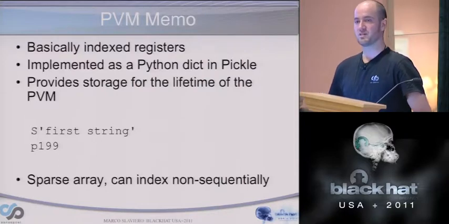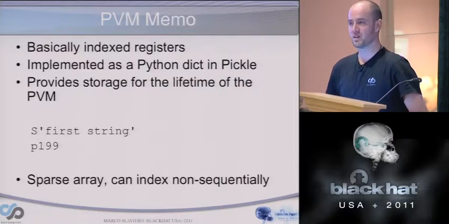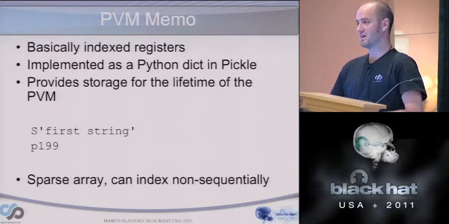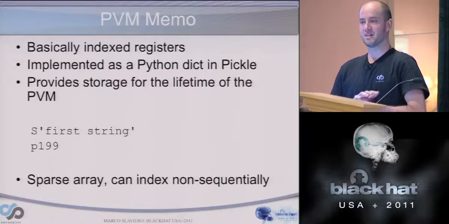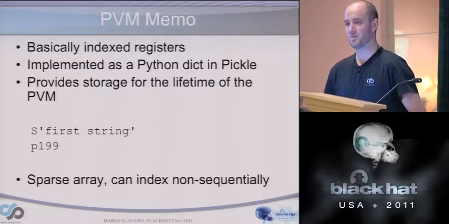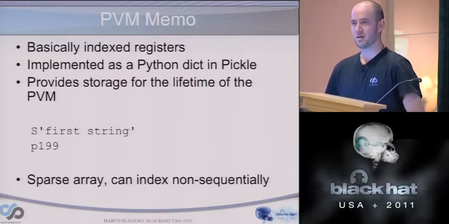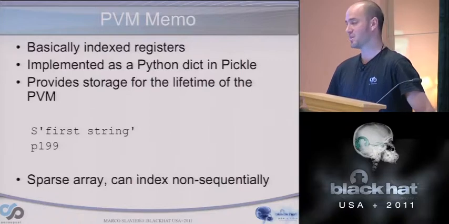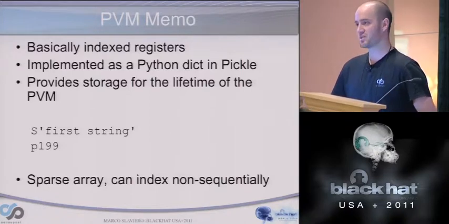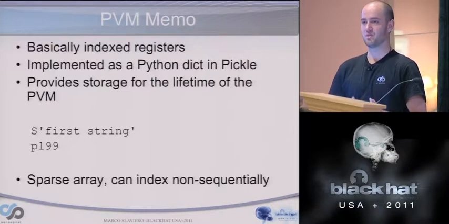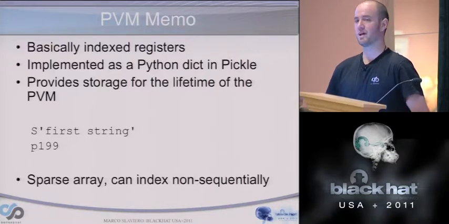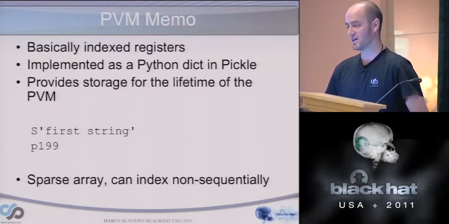So you get to write into this data storage, and the benefit of the memo is that it is long-lived. You can write data into the memo, and that data persists throughout the lifetime of the Pickle virtual machine. What is also nice about the memo is it's implemented as a sparse array, so you don't have to write into all values from 0 through 9 before you can write into value 10. You can immediately access entry 10 in the memo.